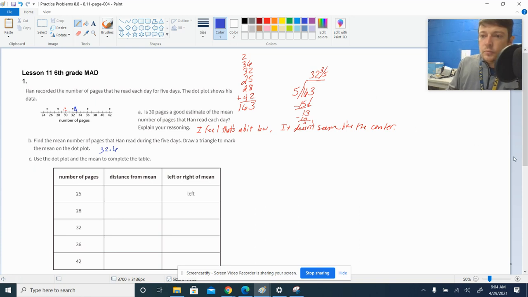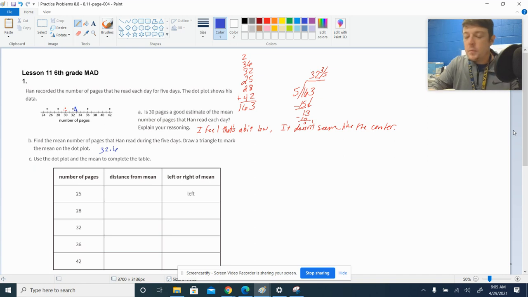All right. So let's go back. And let me double check my addition there. I feel like maybe that should come out a whole number for this example. I could be wrong. 36, 32, 25, 28, and 42. You get all the numbers in there. No, 163 is what I'm getting there. All right, so use the dot plot and the mean to complete the table.